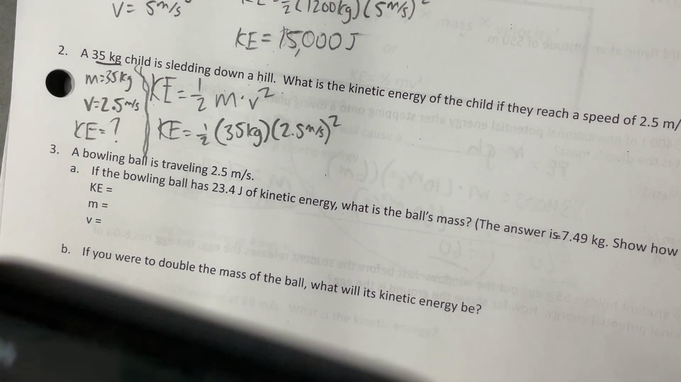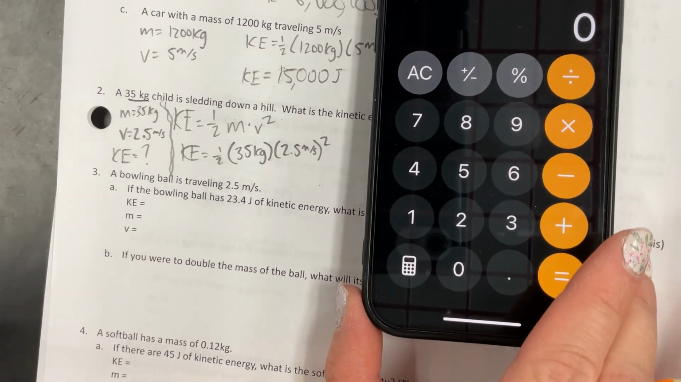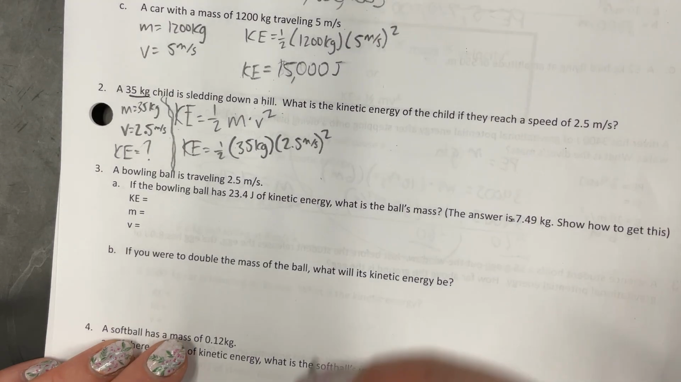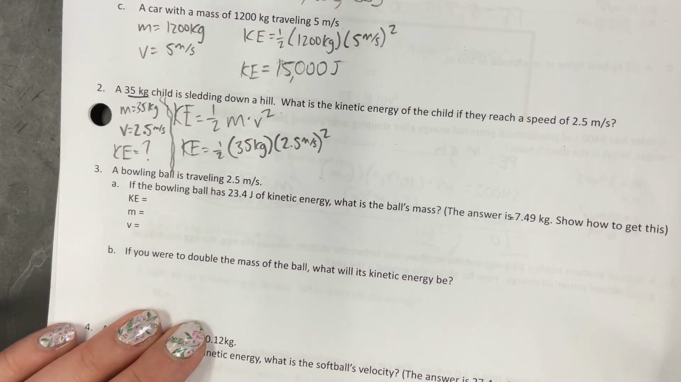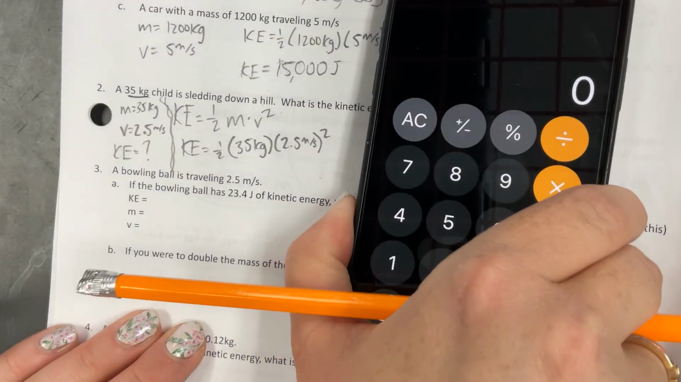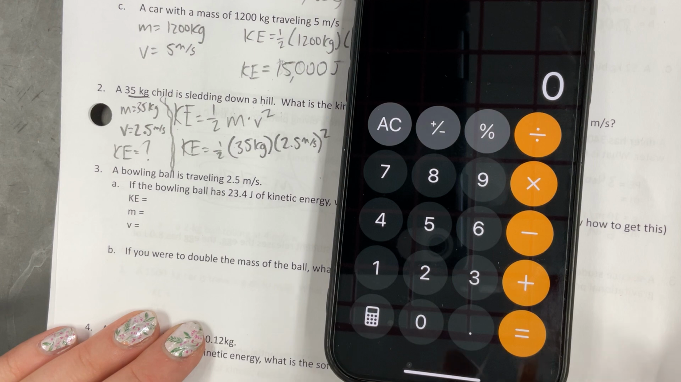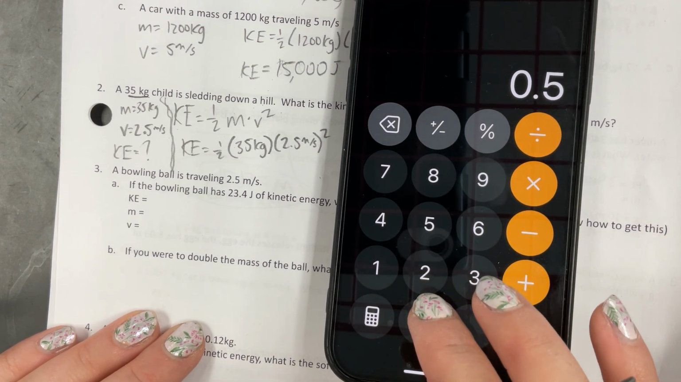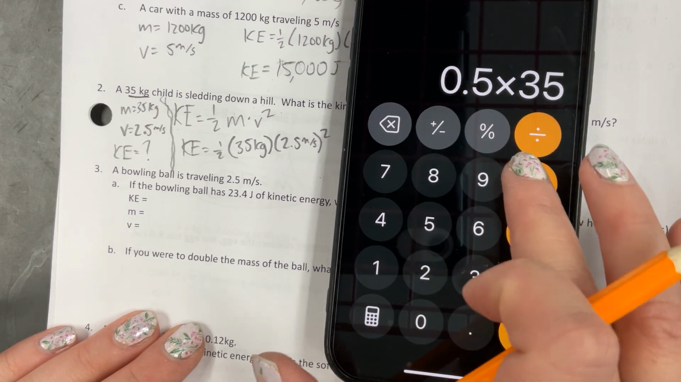Okay, I'll use my phone calculator. You guys will have to use a real calculator because you can't have your phones. Oh, did you already do it? What did you get as your answer? 109.375. Okay. I'm going to type it in one more time just to check, but I bet you're right.